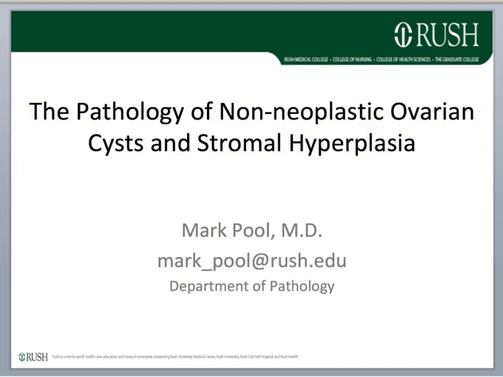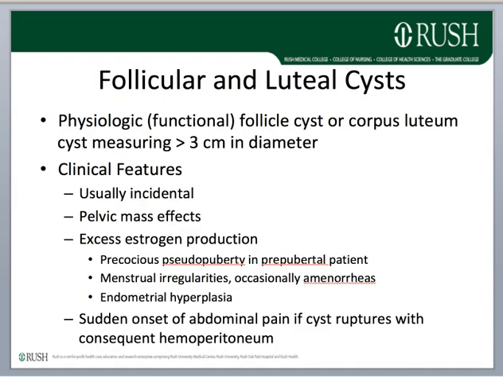This presentation covers some benign ovarian pathology, which includes non-neoplastic ovarian cysts and stromal hyperplasia. Solitary follicular cysts or corpus luteum cysts are extremely common and occur when physiologic cysts become larger than 3 centimeters in diameter. They're usually an incidental finding in patients of reproductive age.